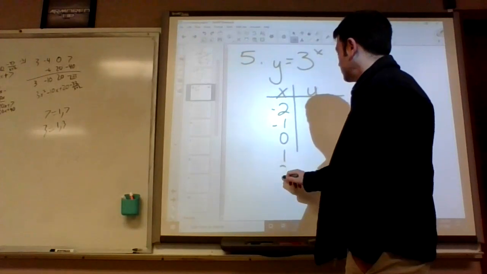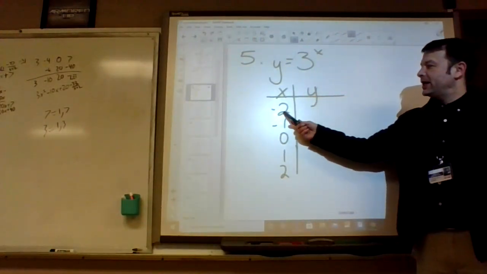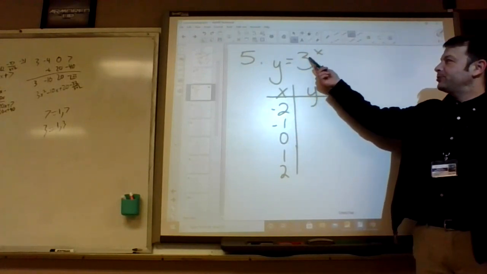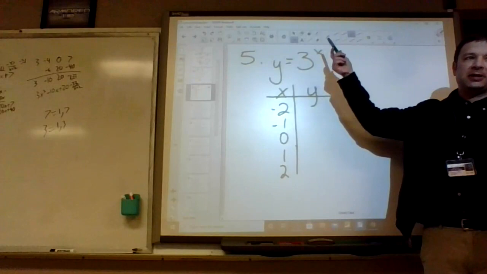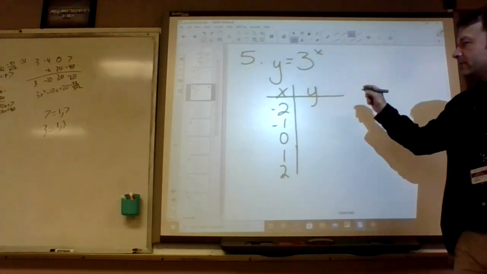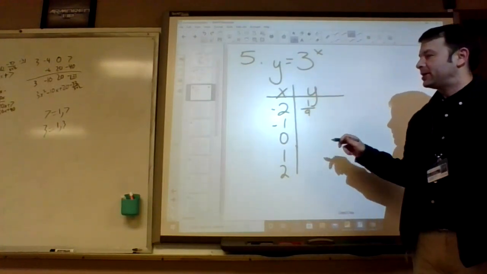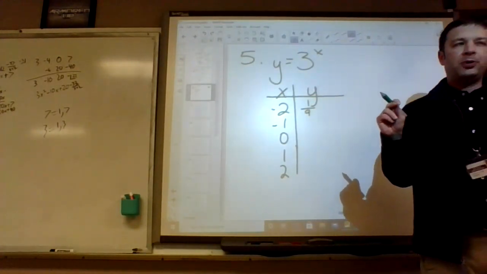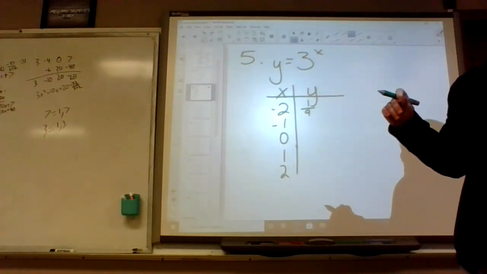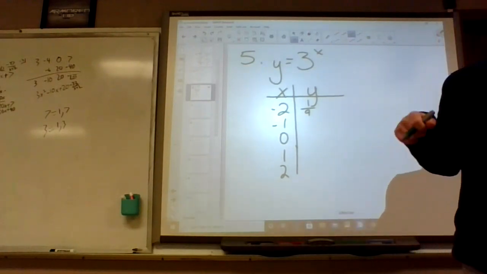So y was the first one? Should be 9. Okay, if I plug in -2, I bet you guys forgot. It's 1/9, right? Okay, yeah, 3 squared is 9. 3 times 3, but what is 3 to the negative? 1/9. Yes. If you plug it in your calculator, it would give you 0.1111, but that's just 1/9. Calculator in fraction mode. Yeah.